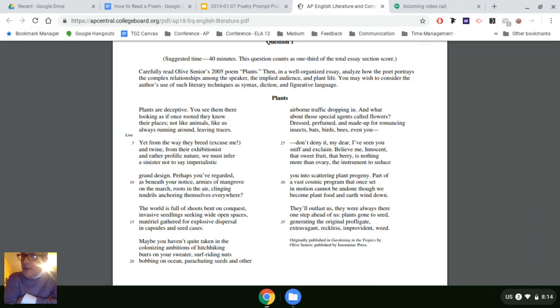They were always there, one step ahead of us. Plants gone to seed, generating the original profligate, extravagant, reckless, improvident weed.